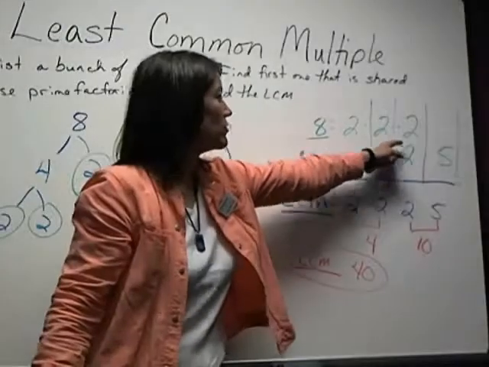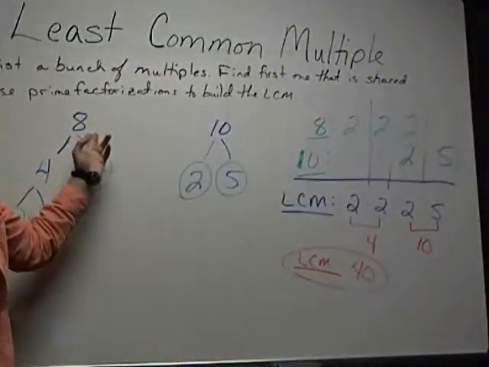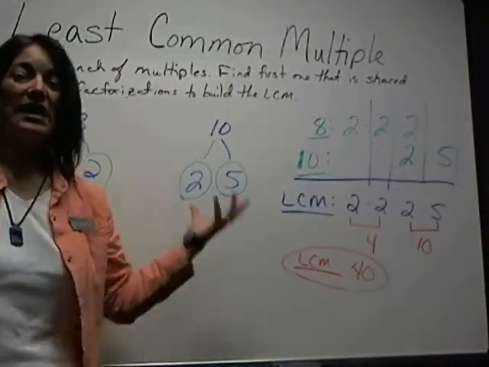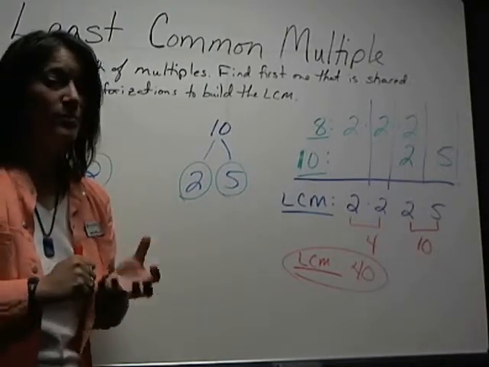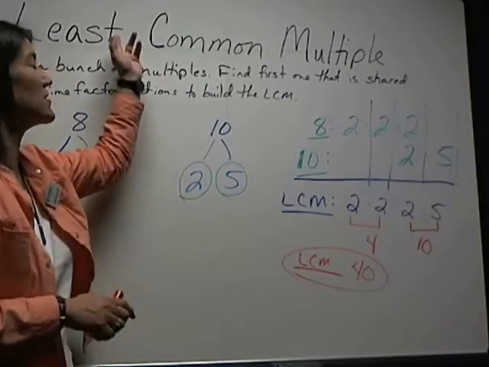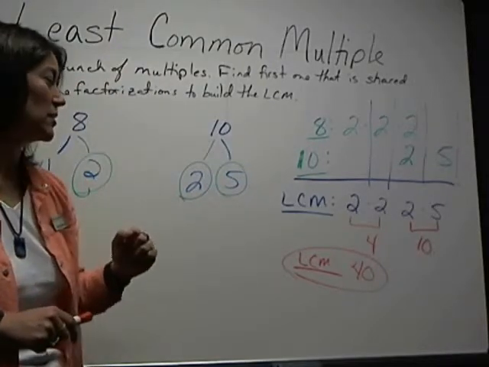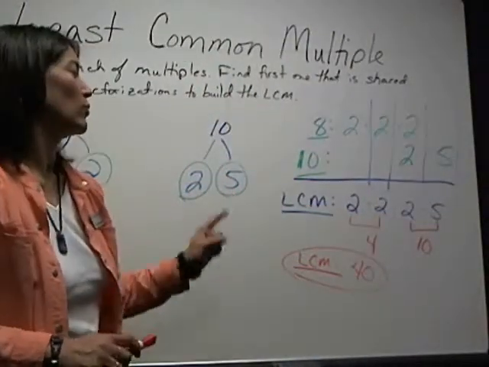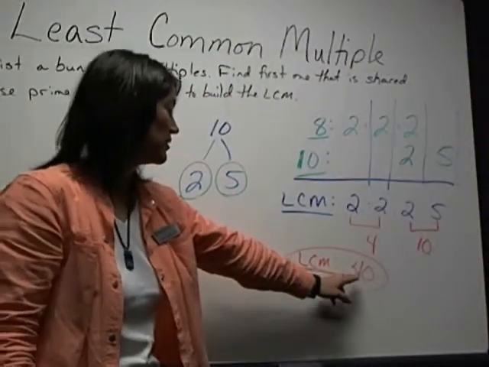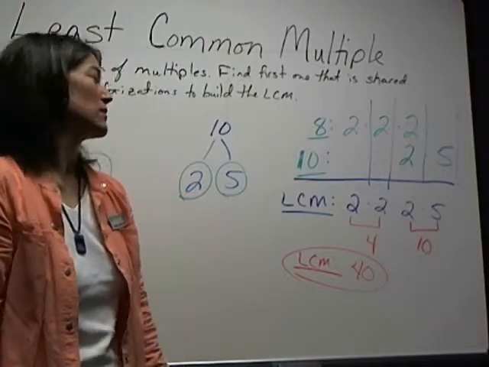If I had used both of those 2's, I would have had that 8 times 10, which is 80. 80 is not the least common multiple. It's a common multiple, but not the smallest one. And we want to find the least common multiple. So that's why we didn't want to duplicate the 2's. We wrote it only once, and that got us our least common multiple of 40.